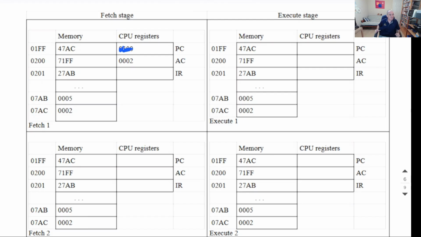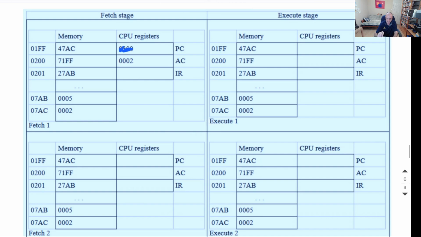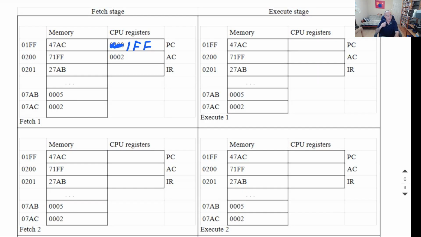Okay, so let's do another one. In this one we're going to throw in some jump instructions. Okay, so you can get an idea of how changing the flow of control of the program works. All right. So here, this one, oops, this one we meant to start at our program counter at 1FF. Okay, so let's start here.